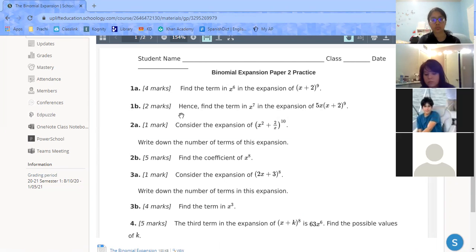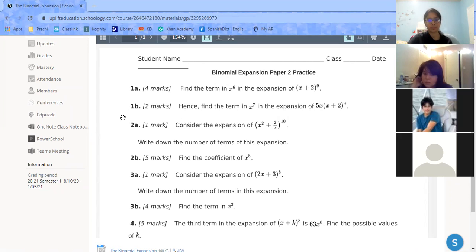Okay, so it says to find the term x to the power of 7 in the expansion of 5x times (x plus 2) to the power of 9. So whenever it says find the term, you write the whole term that includes x to the power of 7. So it would have some number in front of it, a coefficient, so you would write the coefficient times x to the power of 7.